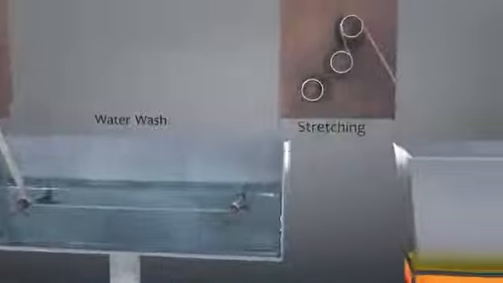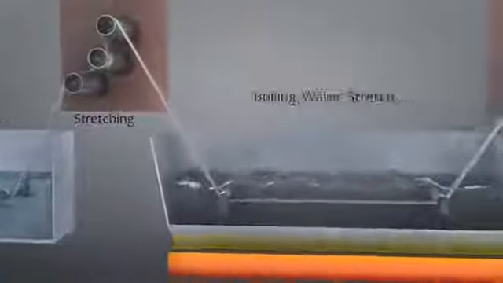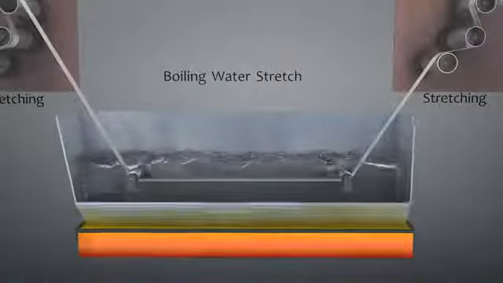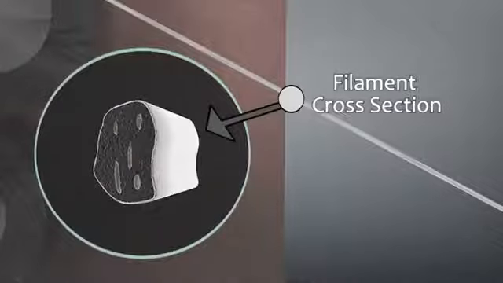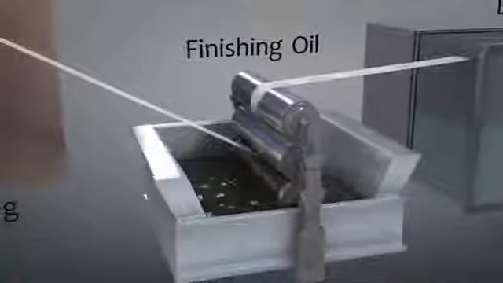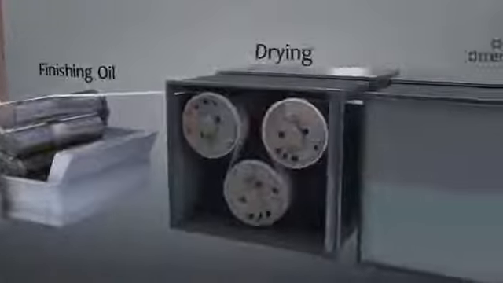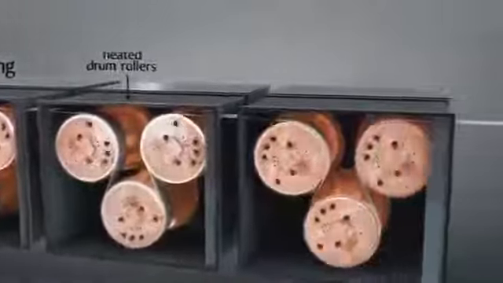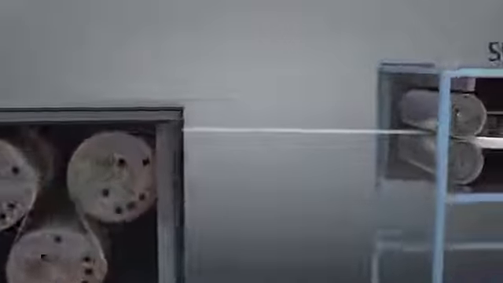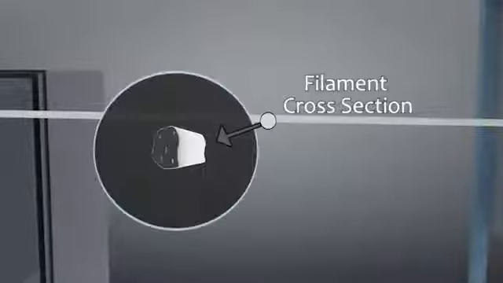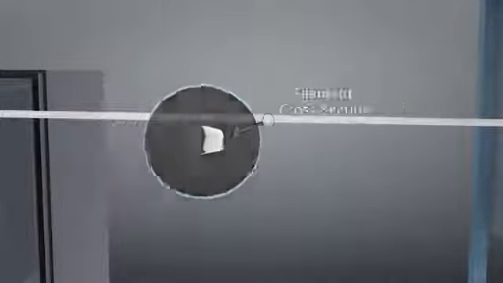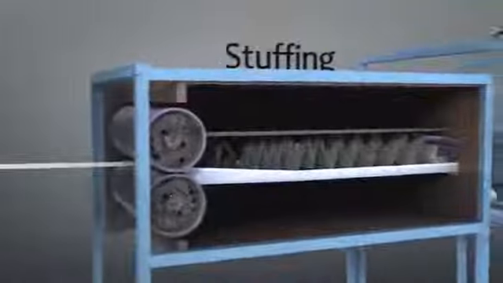The filaments continue through repeated steps of stretching and this time a boiling wash. The cross-section of the filament continues to hold its shape as the diameter collapses and it becomes less porous. Next, finishing oil is applied to protect the fibers and make them easier to handle. As illustrated here, the diameter is now even smaller and the porous nature of the filament has collapsed even more.